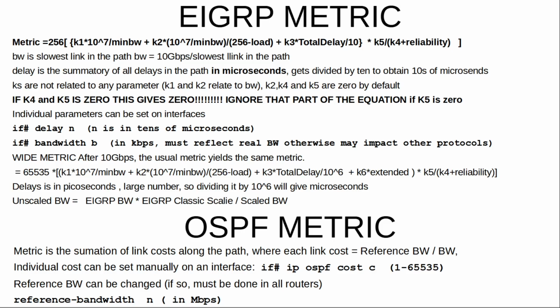the cost of each interface is calculated by dividing the reference bandwidth by the bandwidth. You can change the reference bandwidth, but you should do it in all your routers. You can also change your cost directly in the interface with the ip ospf cost command. That's it.